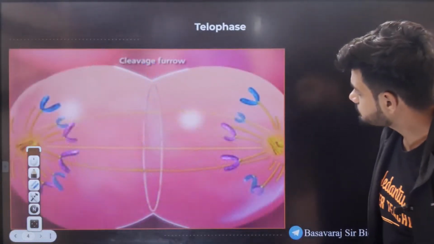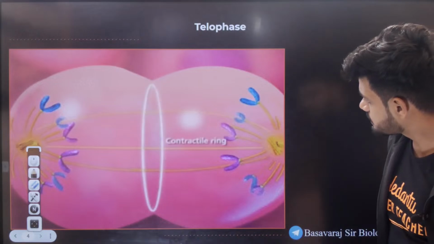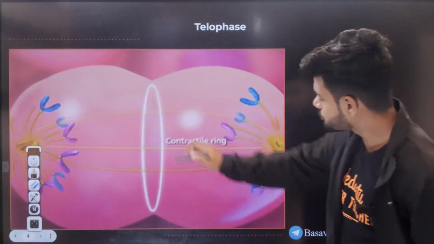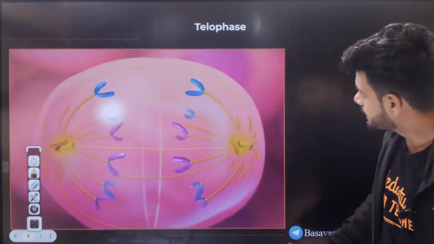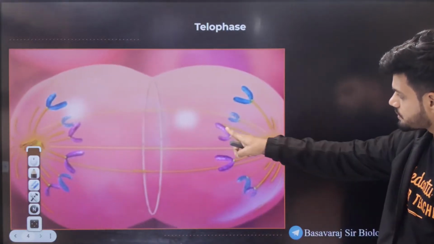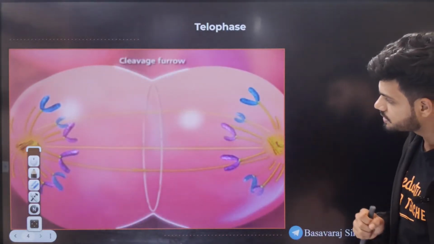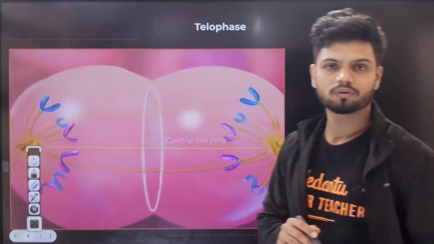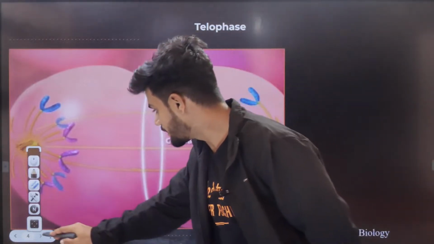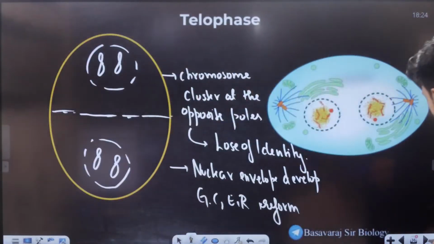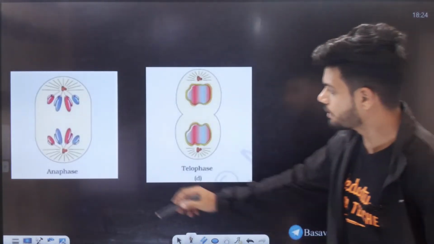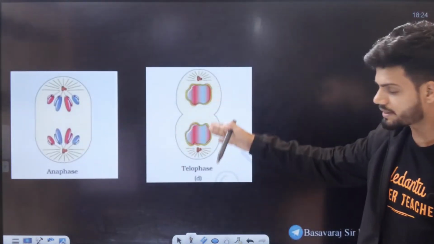Can you see here? This is the telophase. This is called as contractile ring, this entire thing. Will be pulled apart. Chromosomes are pulled to the cluster towards the opposite poles. And this is the end of mitosis. Telophase. Okay. So anaphase being pulled apart, telophase is the end.